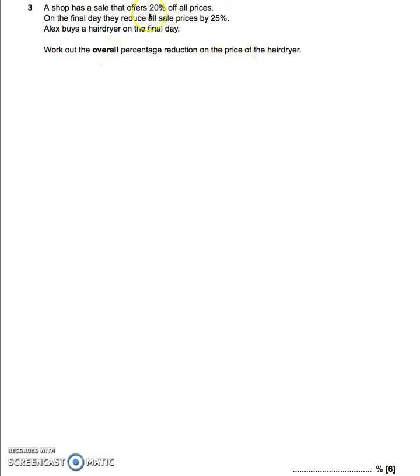So for me, this is thinking about the percentages as decimal numbers. If you're talking about the hairdryer being 100% of its price on the original on the first day, then if it's had 20% off, we're talking about that hairdryer being 80% of its original value. 80% of the original value as a decimal, so 80% is equivalent to 0.8 as a decimal.